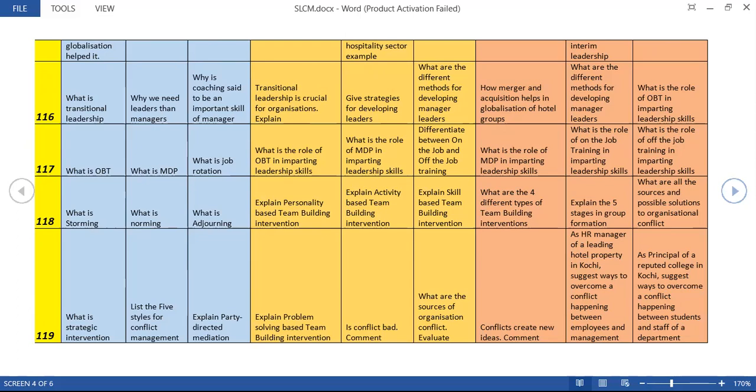Then conflict is not bad. Conflicts create new ideas if managed well. But conflicts, if not managed well, will ruin the organization. Conflict is as such not bad, but it has to be managed well. Then there are two case studies concerned with that. One is in a hotel property, the other one is concerned with an autonomous college regarding conflicts. Conflicts are not bad, conflicts are good, but it has to be managed well.